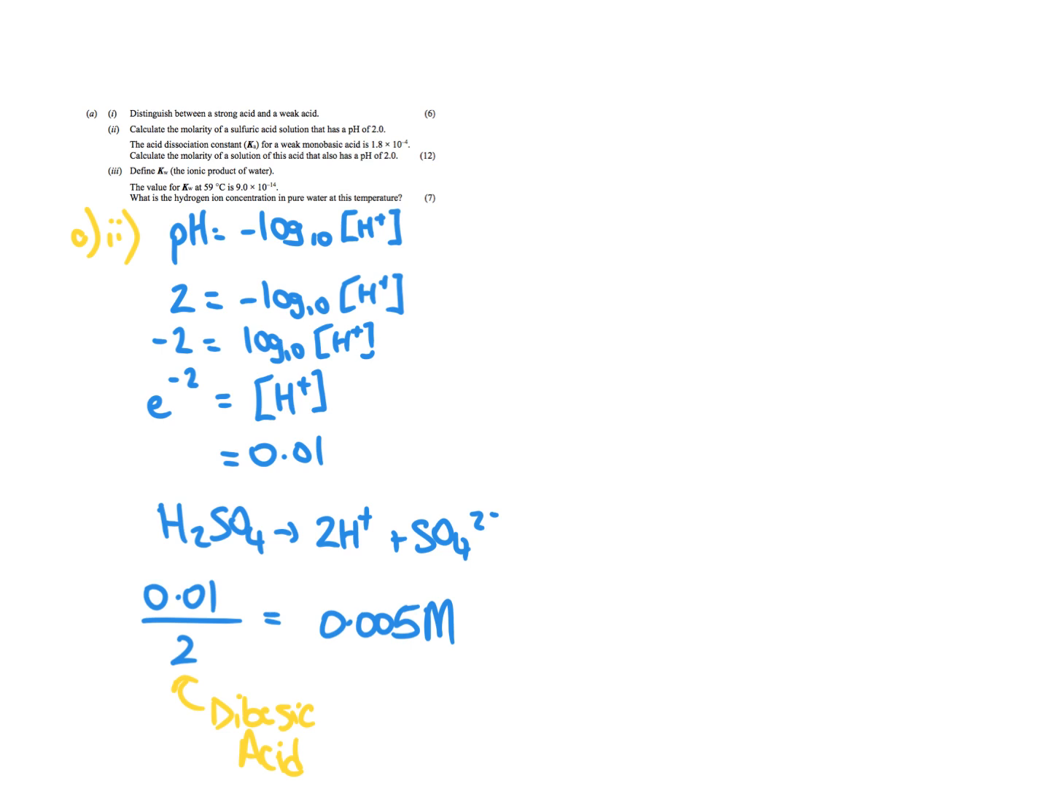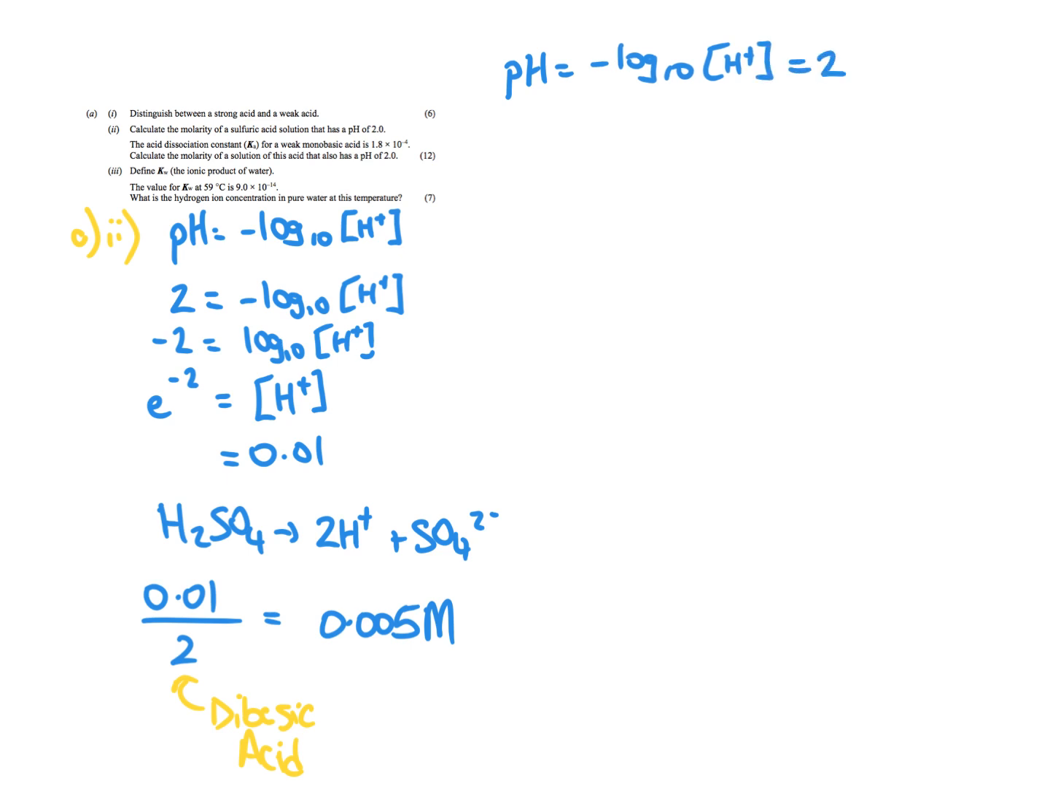H plus ion. Now moving on to the next part, it says the acid dissociation constant Ka for a weak monobasic acid is 1.8 by 10 to the power minus 4. Calculate the molarity of a solution of this acid that also has a pH of 2. So in this, it's important to know that we're looking at the molarity of a monobasic solution. So we're still told that the pH is equal to minus log to the base 10 of the H plus ion, because that's our formula. And we know again that that's equal to 2.